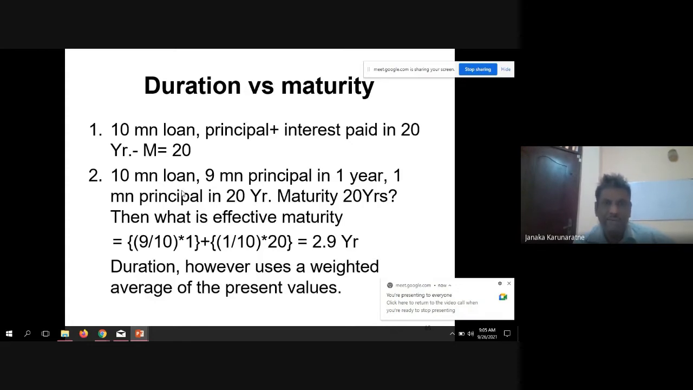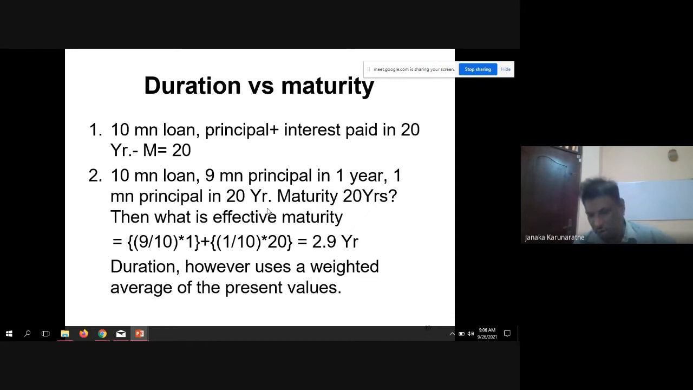Now let's look at this one. Same 10 million loan, but to be paid in a different way. This is a hypothetical example, just to explain the concept. Of this 10 million loan, the bank has asked the customer to pay 9 million principal in the first year, and the balance 1 million principal after 20 years.